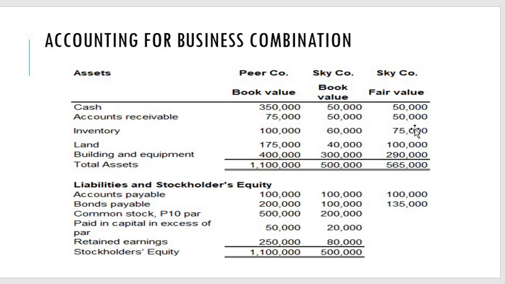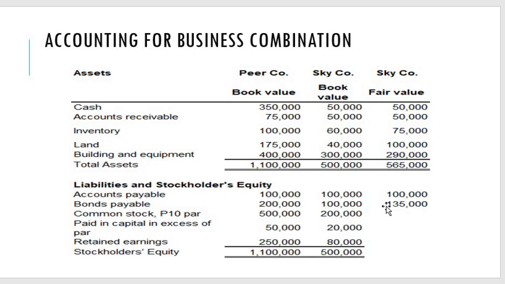Also take note of some differences in the book values and fair values of some assets and liabilities of the acquiree, Sky. The inventory is undervalued by 15,000. The land is undervalued by 60,000, while the building and equipment is overvalued by 10,000. Also, the bonds payable is undervalued by 35,000.